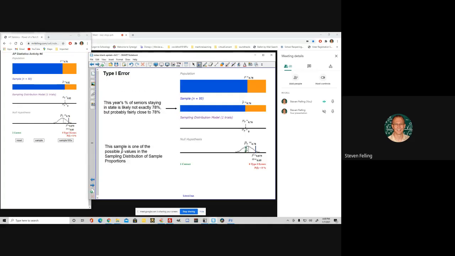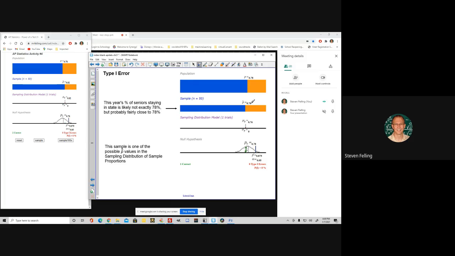Okay. Now, when we do this, we're showing a population here. We set it so the population percentage is 78%. 78% is yes, whatever this is. And let's do this in context of DV seniors. So what we're saying is that historically, 78% of seniors are staying in state for college. Okay, this year's seniors, we took a sample. We took a sample of 50, and this year's percentage of seniors is maybe not exactly 78%. This time when I ran it, I got 82%. The time when I made these slides, I got 76%.